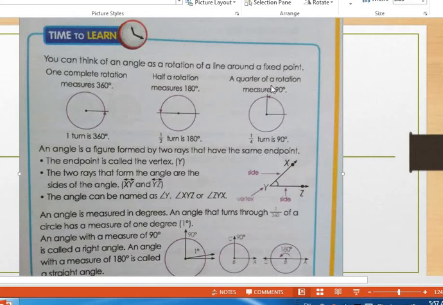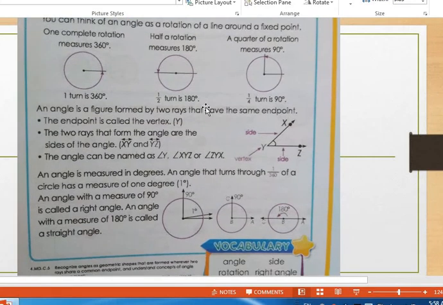A quarter of a rotation measures, can you remember from the last lesson? It's what? Perpendicular, and the sign of perpendicular is 90 degrees. So now I have to know that a full rotation measures 360, a half rotation measures 180 degrees, and a quarter of a rotation measures 90 degrees. One half, then quarter.